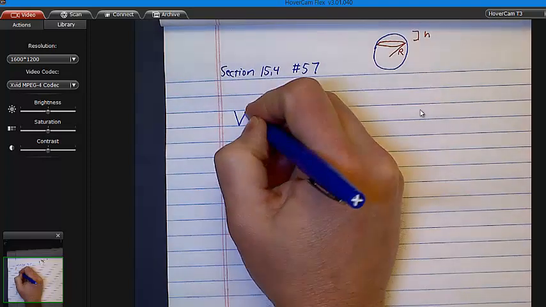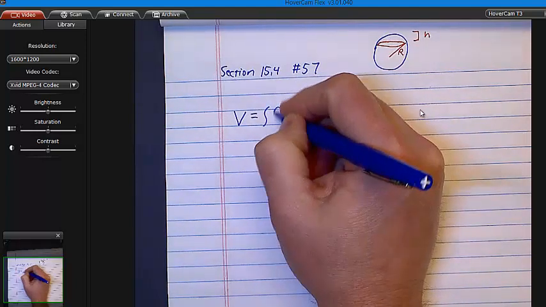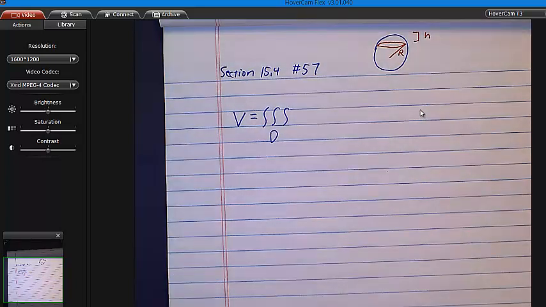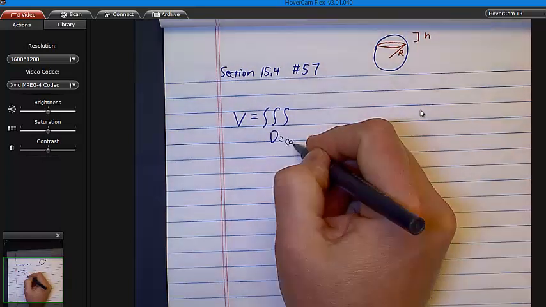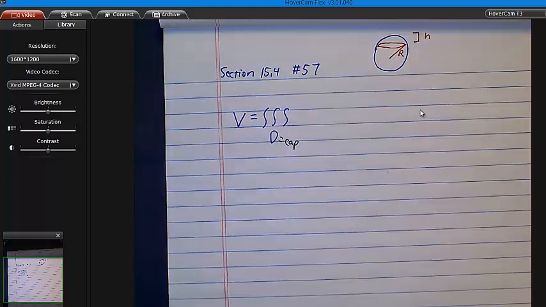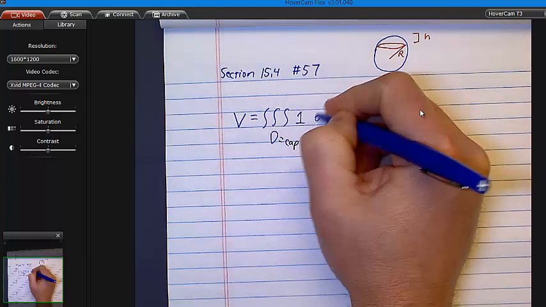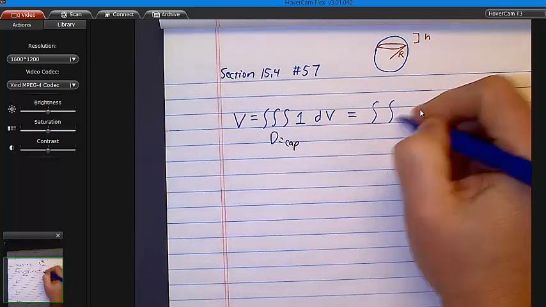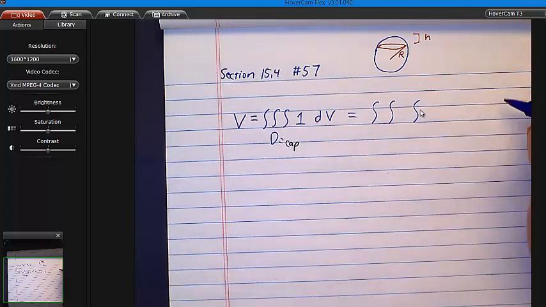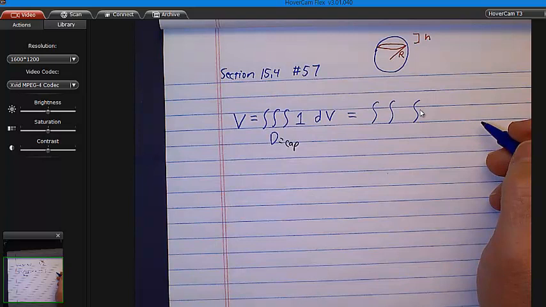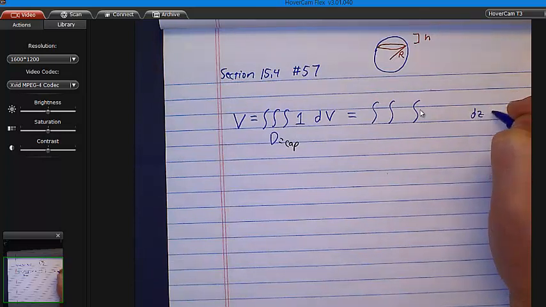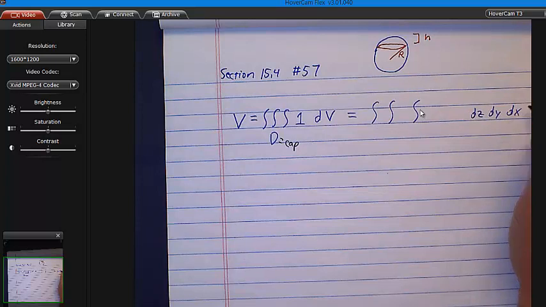The volume is equal to the triple integral over D. D here is the cap, right? Of 1 dV. And so the question is, how do we set up an iterated integral: dx, dy, dz, dz, dy, dx, etc. Let me try dz, dy, dx. Is that what you tried, Sullivan, or no?